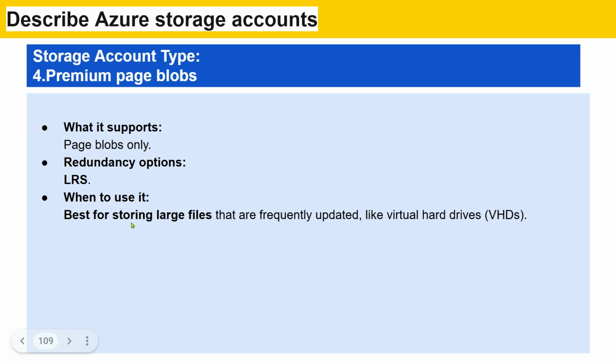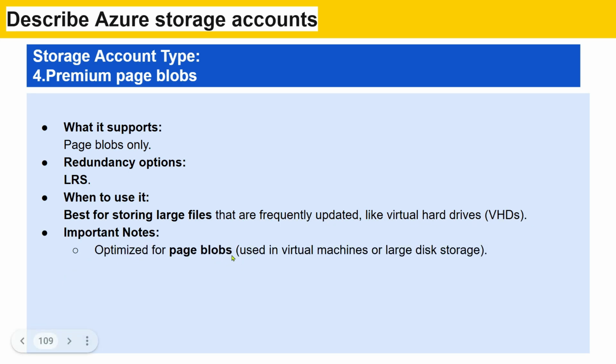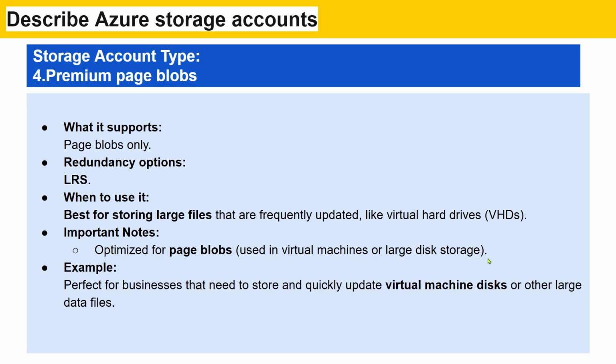When to use it? Best for storing large files that are frequently updated, like virtual hard drives, VHDs. Optimized for page blobs used in virtual machines and large disk storage. Perfect for businesses that need to store and quickly update virtual machine disks or other large data files. Imagine virtual machine disks where you have a large amount of data. That time you go for premium page blobs. All these things we will learn later in detail so that it will make an understanding.